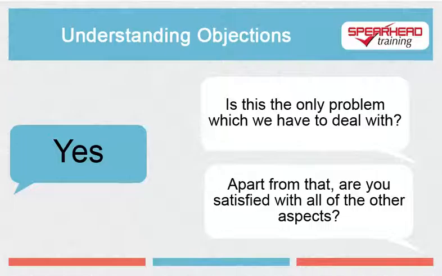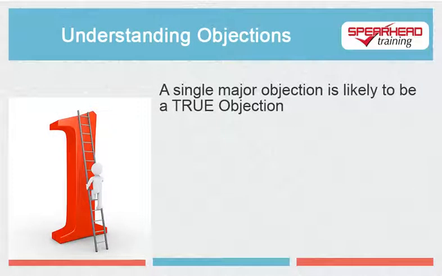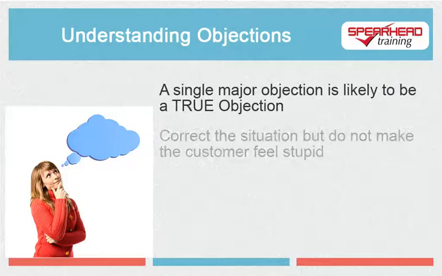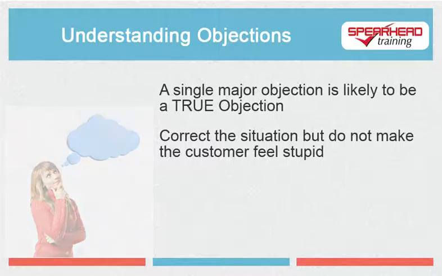It's often very difficult to determine whether a customer is being sincere or not. As a general guideline, when you can isolate a single major objection, then there is a good chance that it is a true one. The objection may be only imagined, based on a lack of knowledge or on a misunderstanding. If you find that this is the case, then correct the situation. However, be careful not to make the customer feel stupid.